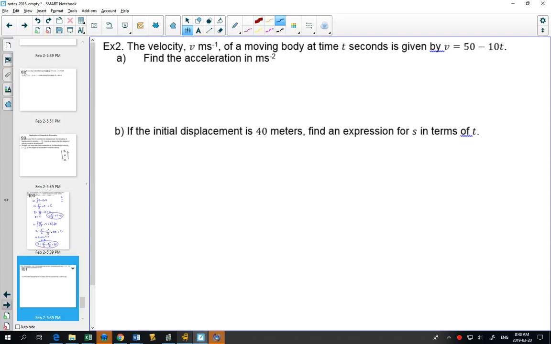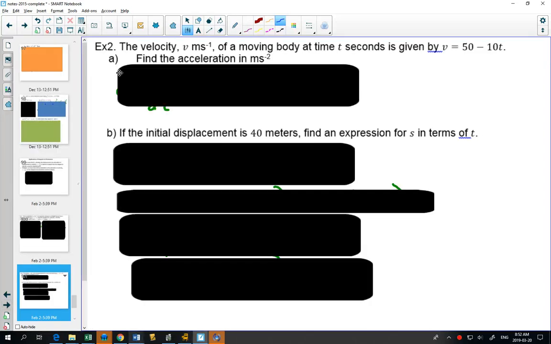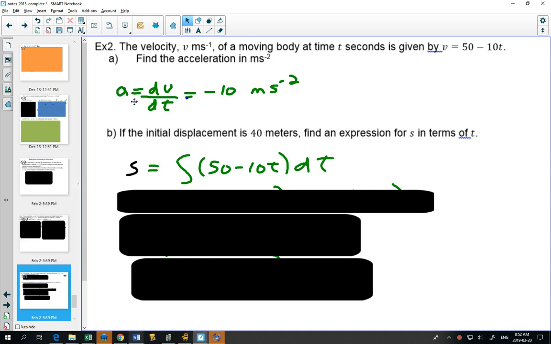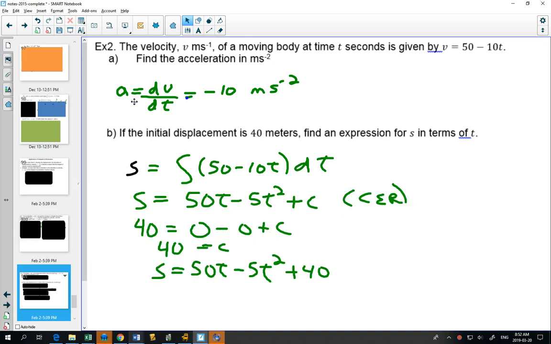Try this one. Did you do the derivative? If you integrated, it's tempting, right? You have to remember which direction you're going, integrate or derivative. And then the initial displacement is 40, so here we're going to need to do the integral. Find the value of c.